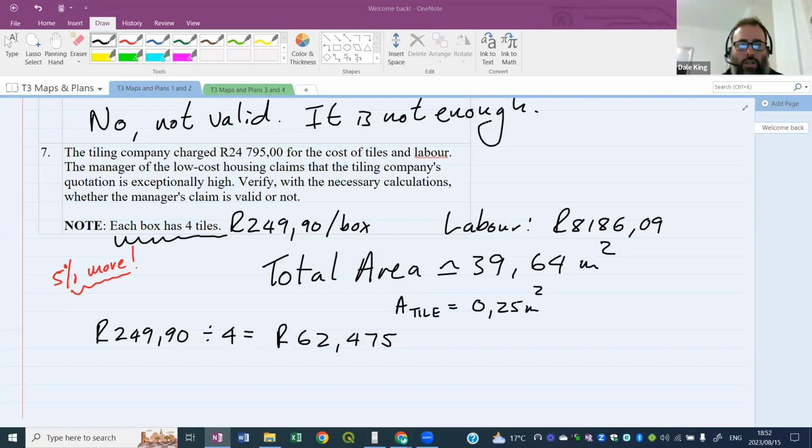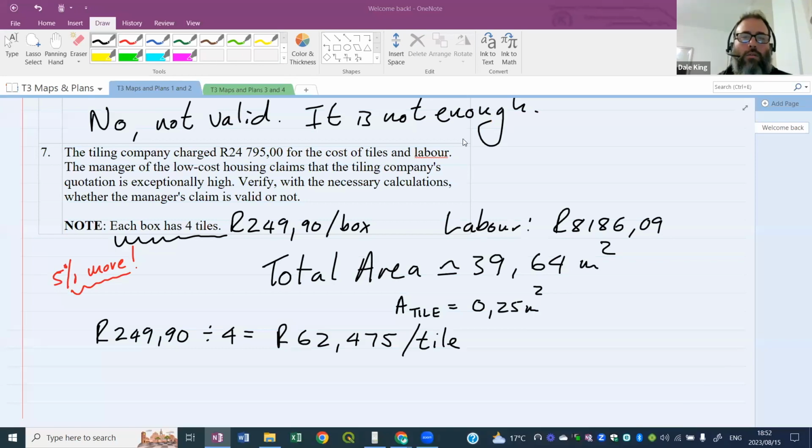Okay, so we know how much it costs for a tile. This is a price per tile. We still don't know how many tiles we need. We know there's an area of 39.64 square meters to cover, and each tile is 0.25 square meters. So how many tiles do we need? How are we going to work that out? We've got 39.64 square meters to cover with tiles that are 0.25 square meters each.